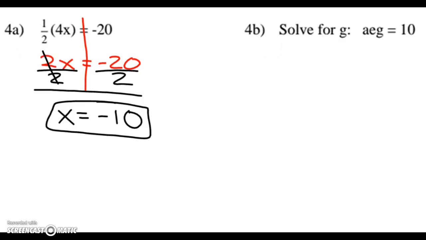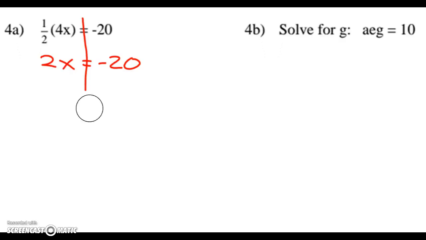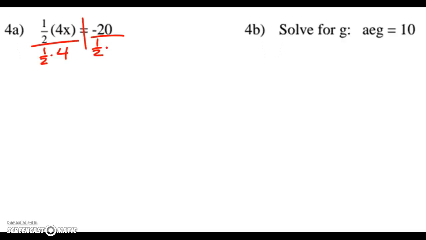The other thing that we could have done, and it's going to look a little weird, because this is how I would do it and how most of you would do it, is we could have done this right away. It's going to look a little strange, but it's going to help us with 4b. We could have divided both sides right away by 1/2 times 4. And you're probably thinking, well, that's kind of weird. Why wouldn't I just do it the first way? And I agree, but you're going to see that this is basically the same thing.